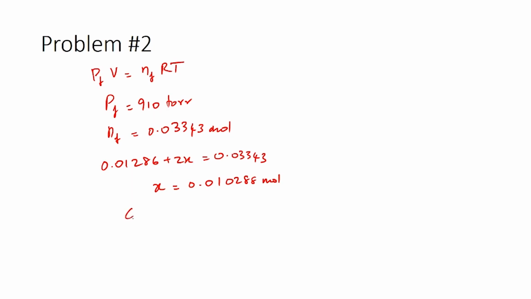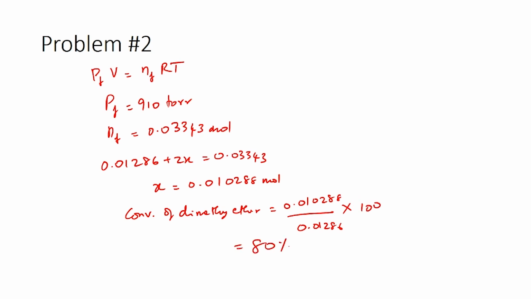So, conversion of dimethyl ether would be equal to 0.010288 divided by 0.01286, which is the number of moles of dimethyl ether consumed divided by the number of moles of dimethyl ether fed, times 100, which would be equal to 80%. So, 80% of dimethyl ether which is fed is consumed in this process, which means the reaction is not going to completion, only 80% of the reactant is getting converted.